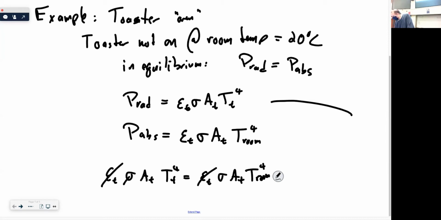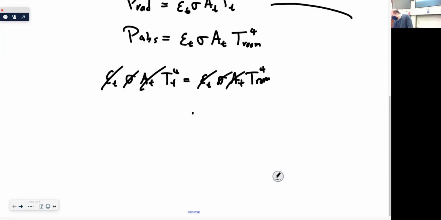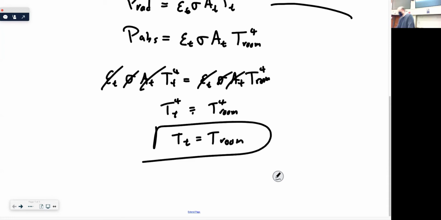Divide through by epsilon, sigma, and A. They're all exactly the same in this case. And we get the temperature of the toaster to the fourth power is equal to the temperature of the room to the fourth power. Take the fourth root of both sides, and you get the not surprising result: the temperature of the toaster is equal to the temperature of the room. Great. That's not that interesting. Let's turn the toaster on, though. What's going to happen?